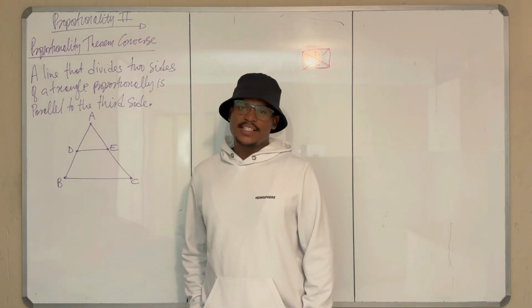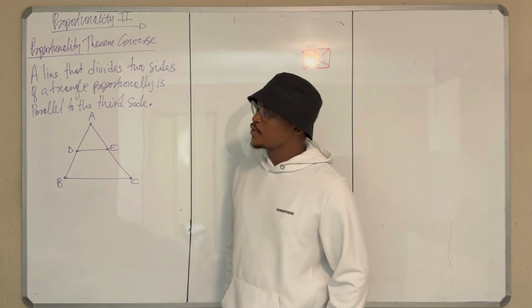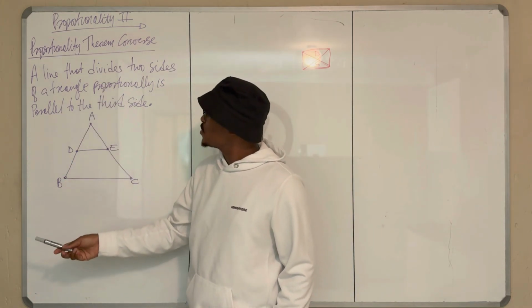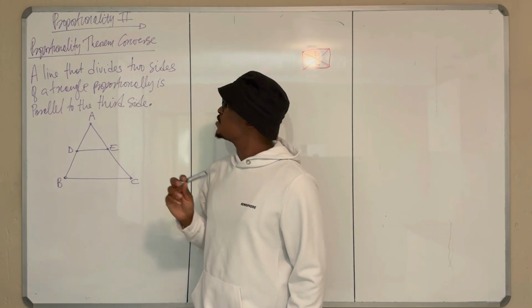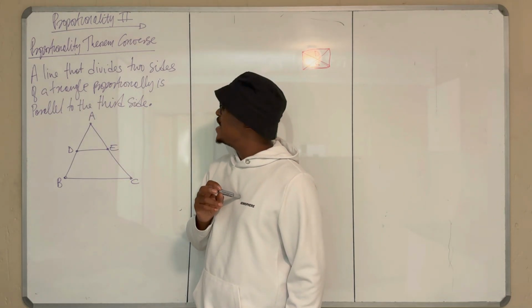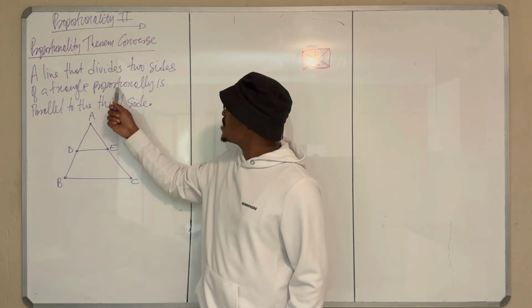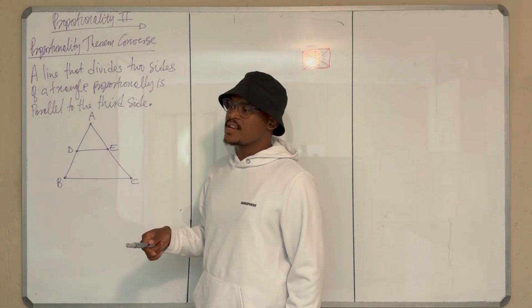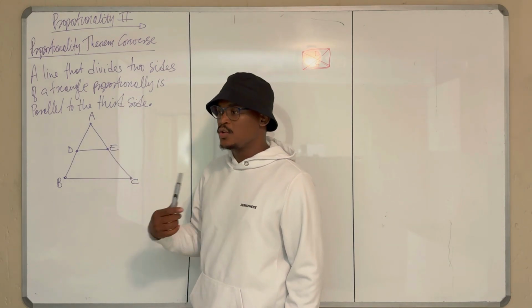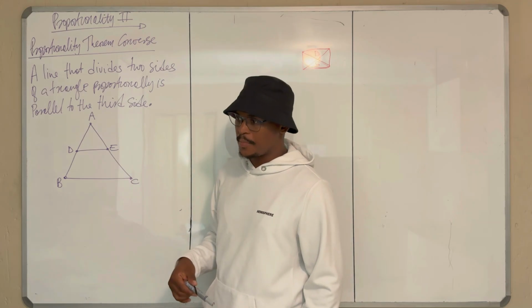Okay, so now let's get started with the converse of the proportionality theorem. Here's the converse: a line that divides two sides of a triangle proportionally is parallel to the third side. Proportional, what does it mean? It means equal ratios, right? Yes. And you know all those equal ratios that we talked about.